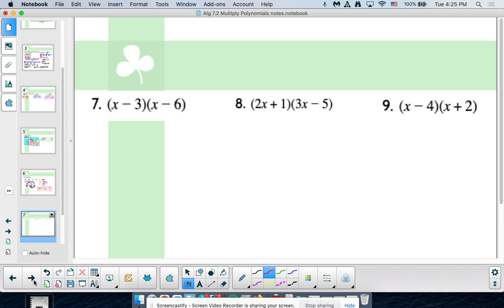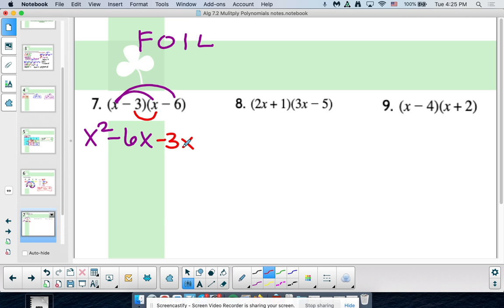So let's try a few more examples of this FOIL method, okay? So remember, I'm just going to write this out first, outside, inside, last. Okay, so if I start with my first, I'm going to take x times x and get x squared. Now I'm going to take my outsides. So x times negative 6 is negative 6x. Now I'm going to do my insides. Negative 3 times x is negative 3x. And our last, negative 6 times negative 3 is positive 18.